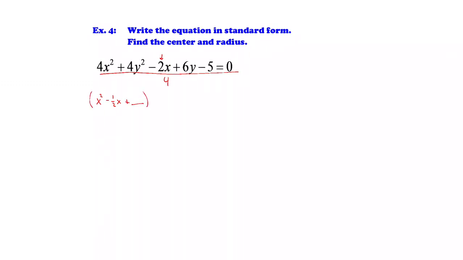Once again, we're going to work on creating that perfect square trinomial, plus y², and then 6 divided by 4 is 3/2, so plus 3/2 y plus blank, and then 5 divided by 4 is -5/4, so I'm going to add that to the other side, so that'll be +5/4 plus blank plus blank.